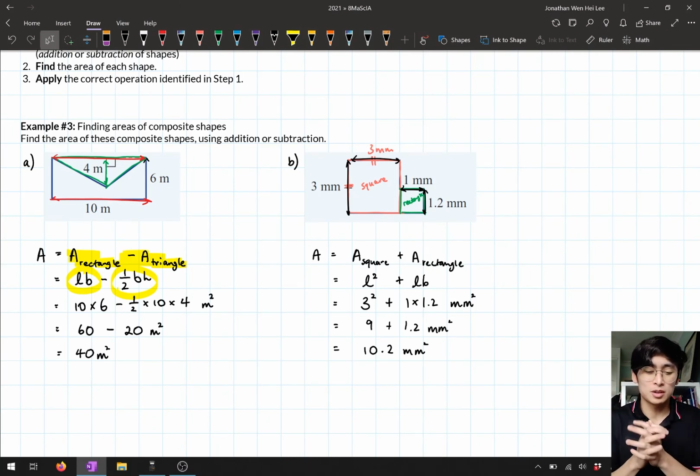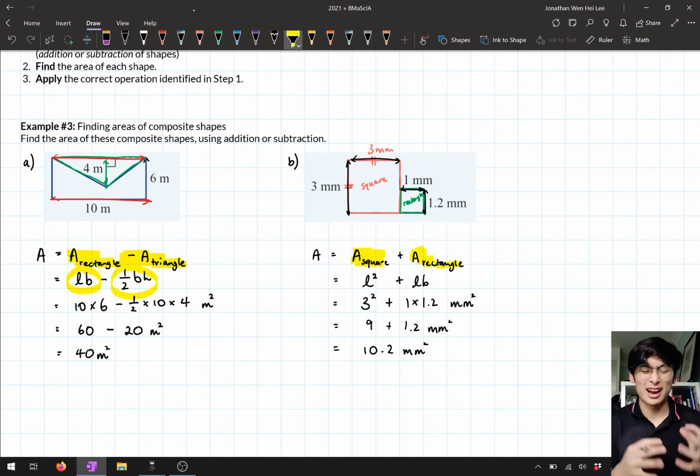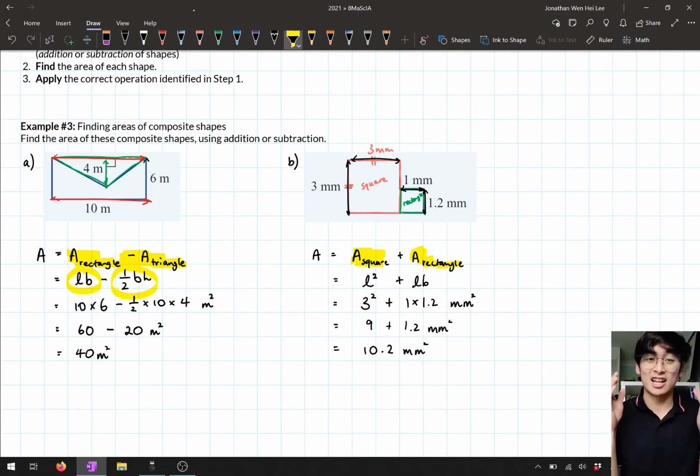So what do we do? We firstly identify what shapes we have in our composite shape. So for our second one, we had a square. The pink area was a square, and we had a rectangle in the green. And then we notice here we can add those two areas together. Then we identify the area formulas for both of those shapes, and then we calculate the area, and then we added them. So that's it for today's lesson.